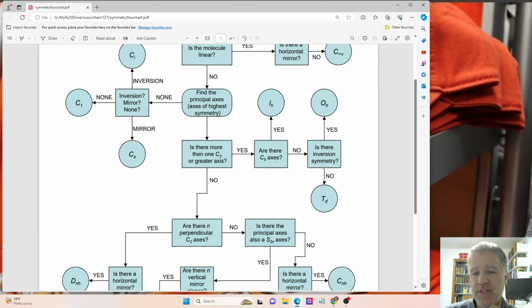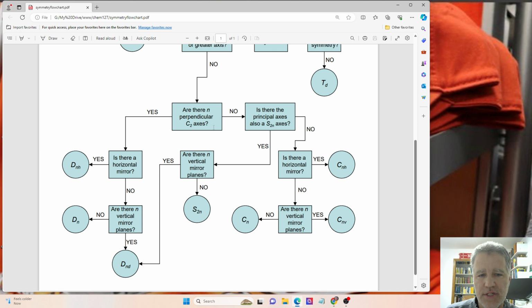If that is true, then you end up over here, which are the high symmetry groups. And they're easy to distinguish. If there's a C5 symmetry, then it's an icosahedral or an IH group. If there's inversion, which we showed the cube had, the cube is an example of an OH group. And then if there's no inversion, then we have a tetrahedral group or a TD group. An example of this would be carbon tetrachloride.